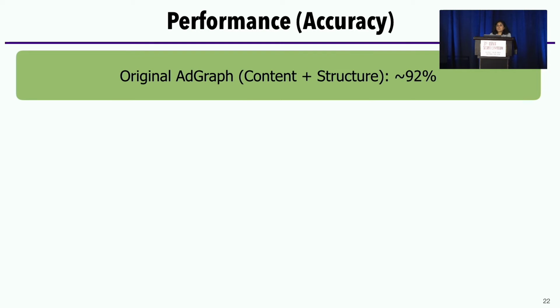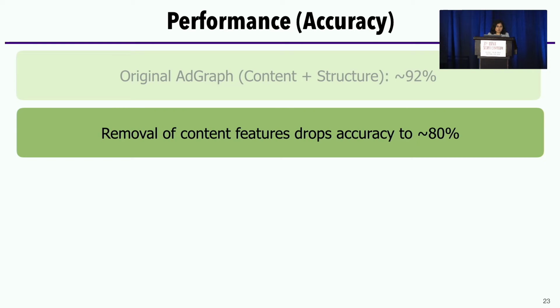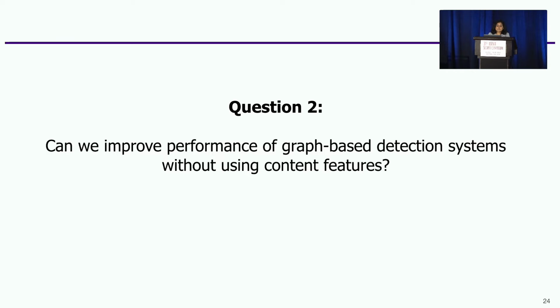Now, when you look at the original performance in terms of accuracy of AdGraph, you see that it's about 92%. And now, if you decide to remove the content features in order to improve the robustness, you see that this results in a hit to the performance of the classifier, and the accuracy drops to about 80%. So this was our next research question, which is, can we actually improve the performance of these graph-based detection systems without using these brittle content features?